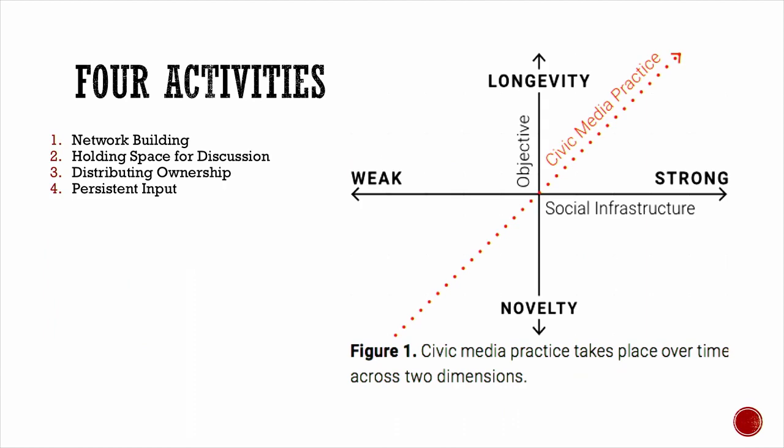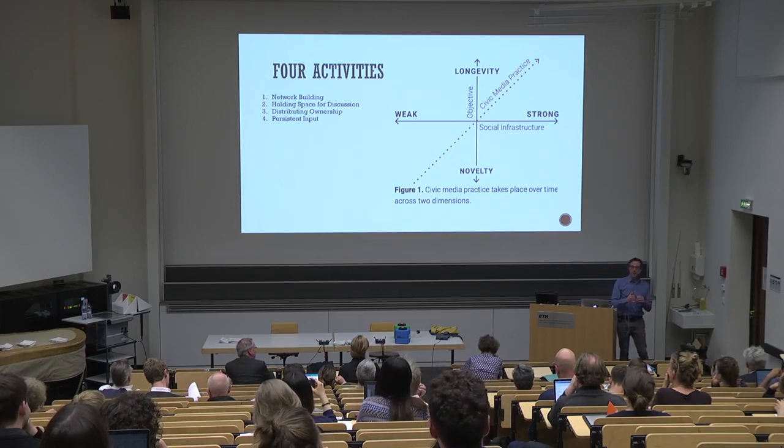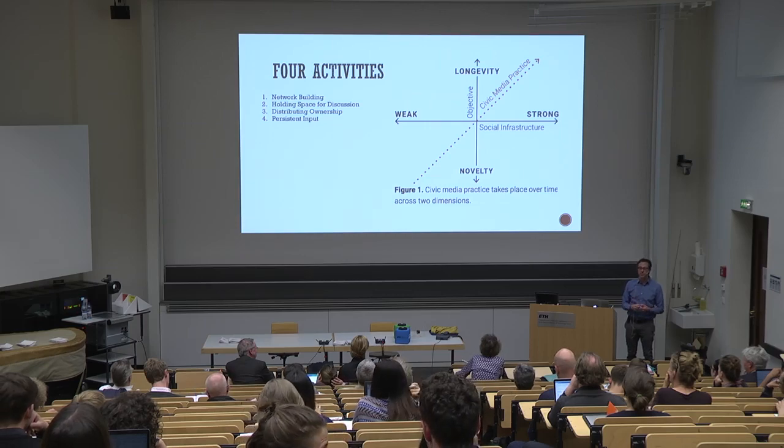And they did it through four primary activities that I'm going to explain to you right now. Network building, holding space for discussion, distributing ownership, and persistent input. Now, the reason that these are such remarkable and at the same time unremarkable activities is that these are the things that happen all the time as people use technology that nobody pays attention to.